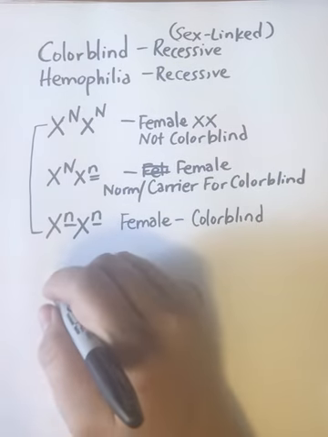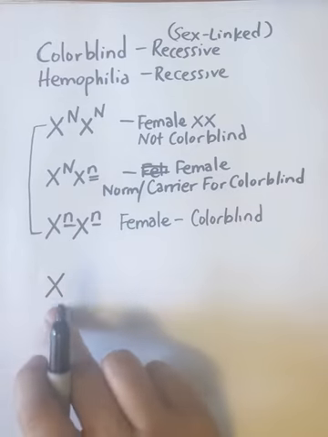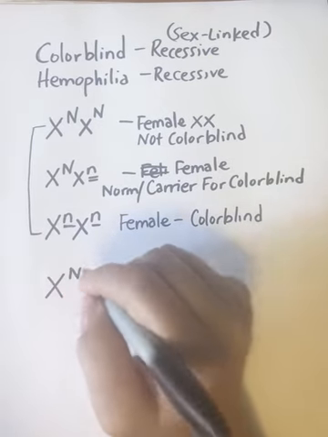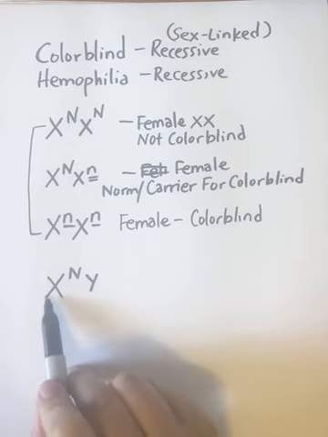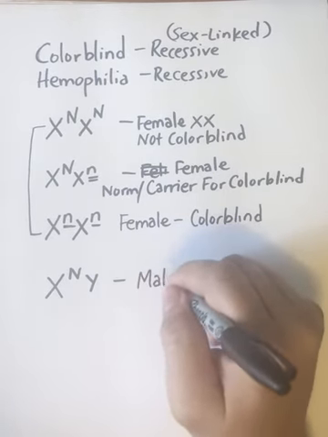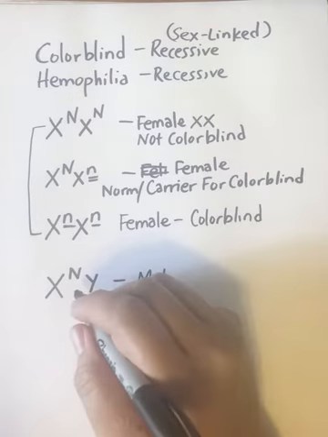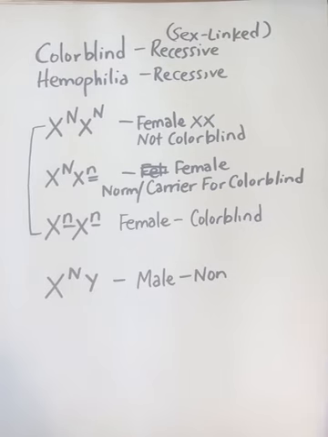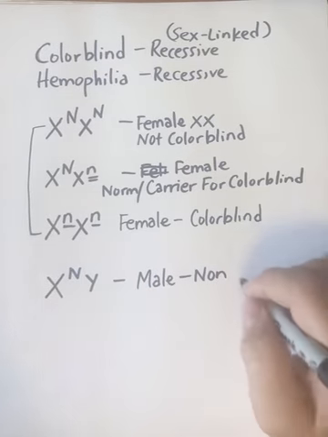Now, males are different. For males, we're only looking at the X. So, males can only have an allele on their X. So, this is kind of bad for males because they're either colorblind or they're not. Males, this would be non-colorblind. He's not a carrier because you only have 1 X.